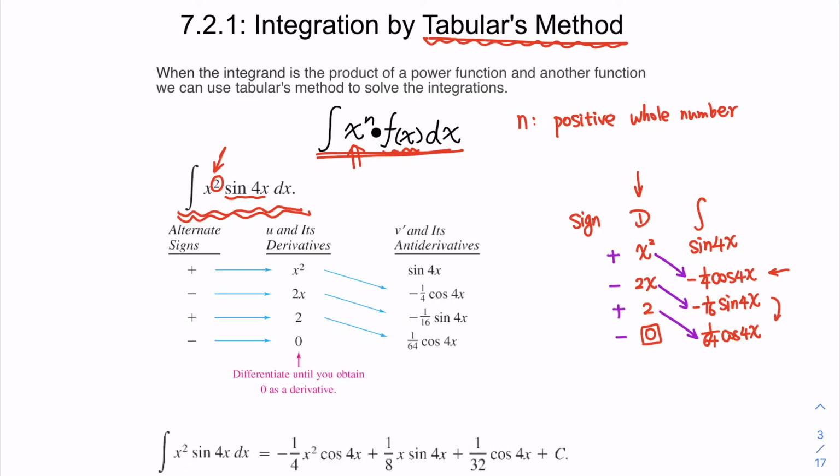So the first one, positive x squared times negative 1 over 4 cosine 4x gives us the first term. Negative 2x times negative 1 over 16 sine 4x gives us positive 1 over 8. And then 2 times 1 over 64 cosine 4x gives us 1 over 32, plus a constant C. This is what we call the tabular method.